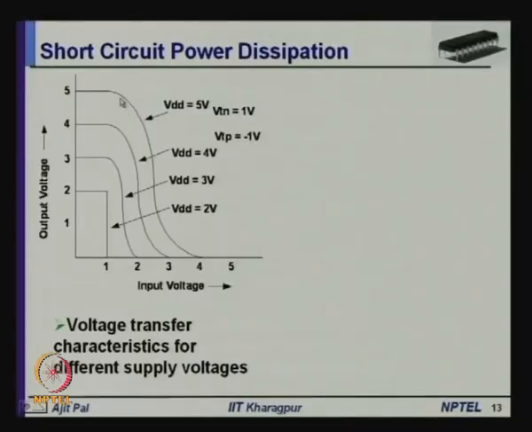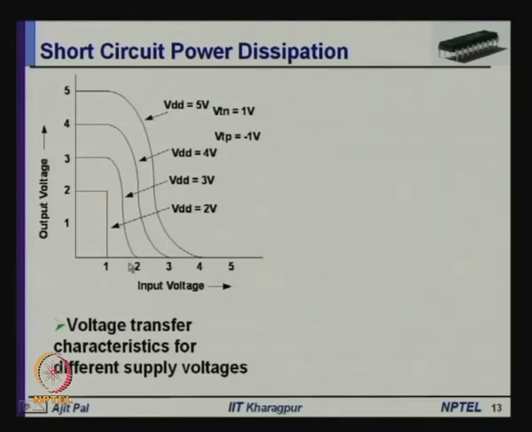Now, as the supply voltage is reduced, what impact does it have on this short circuit power dissipation? So, here I have explained the transfer characteristic for different supply voltages. As you can see, as the supply voltage is reduced from 5 volt to 4 volt, assuming Vtn is equal to 1 volt and Vtp is equal to minus 1 volt, we can see the characteristic curves will change, and the region of short circuit power dissipation is also getting changed.